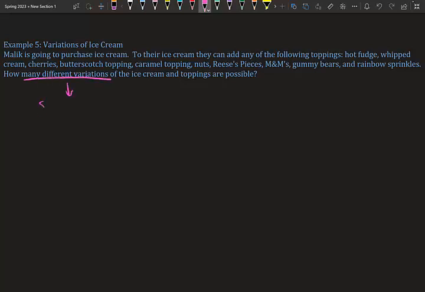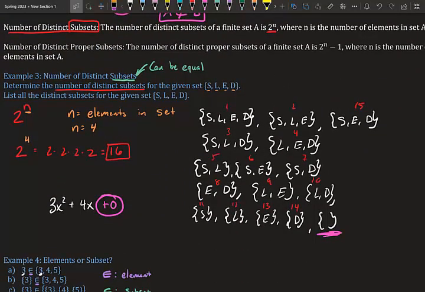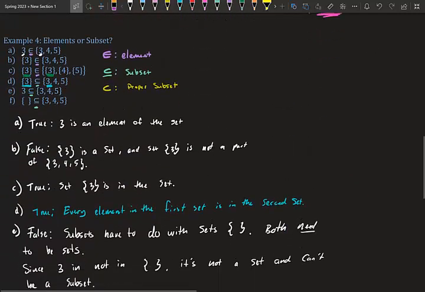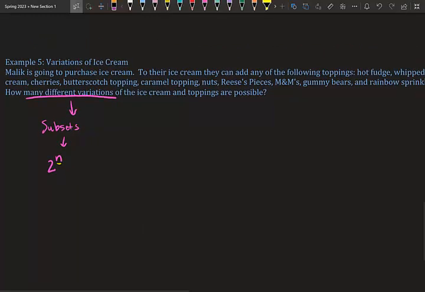That's talking about subsets. Remember when we did the SLED? We found all the different variations that we can pick and put together of all of the elements. So because that stands for subsets, subsets actually stand for 2 to the power of n. So n, in this case, is how many toppings we get to choose from. There's 10 toppings. So our n is 10.